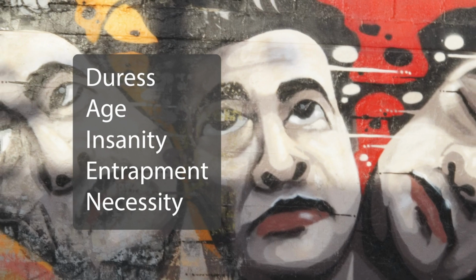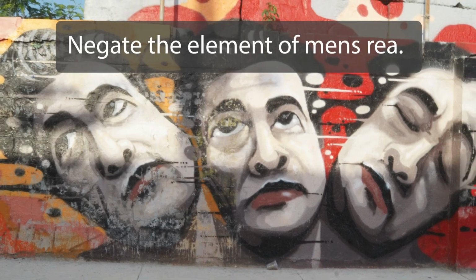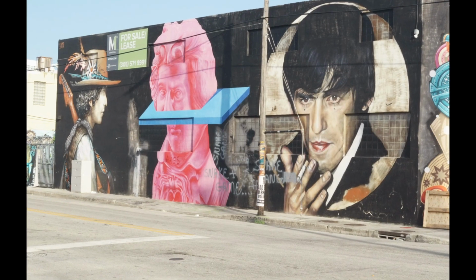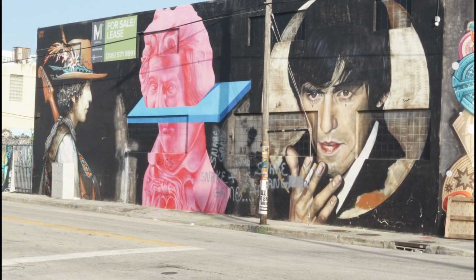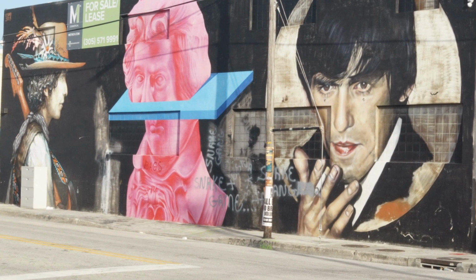The following defenses are covered in your text. They are duress, age, insanity, entrapment, and necessity. These defenses negate the element of mens rea. Duress applies to situations where a person is forced or coerced into committing a crime against their will. In such cases, the individual acted under duress and is generally exempt from criminal liability.